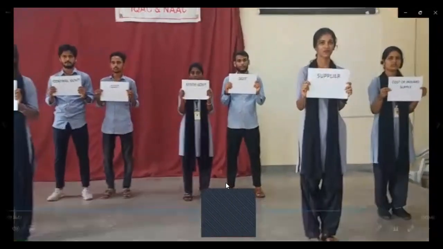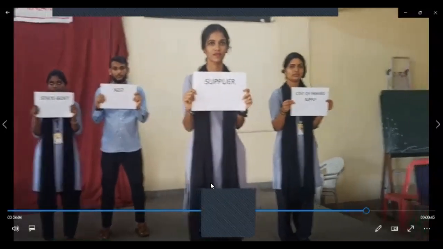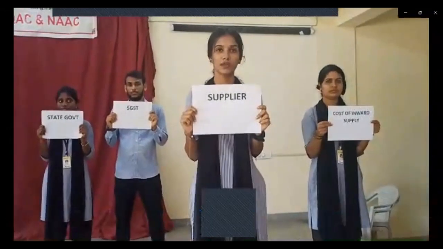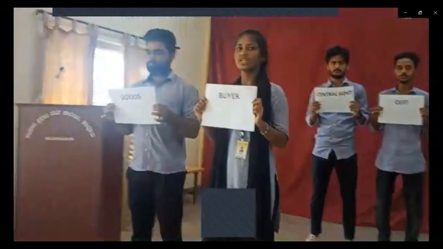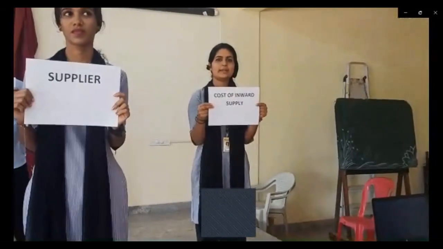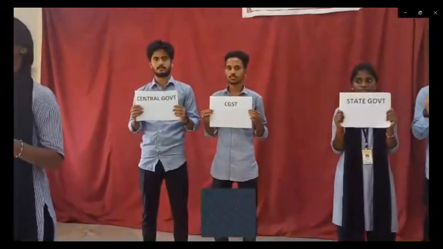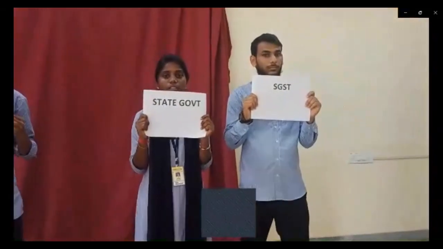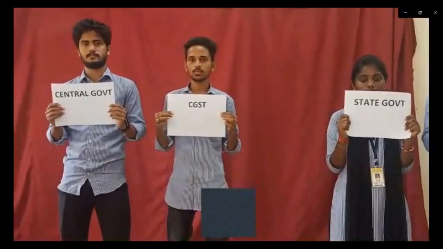This role play was enacted by all the students of Government First Grade College Kavur. As supplier we had, as buyer we had, as goods we had, as cost of inward supply we had, as the central government we had, as state government we had, as the GST, half of the amount, CGST or the entire IGST we had, and as SGST we had.